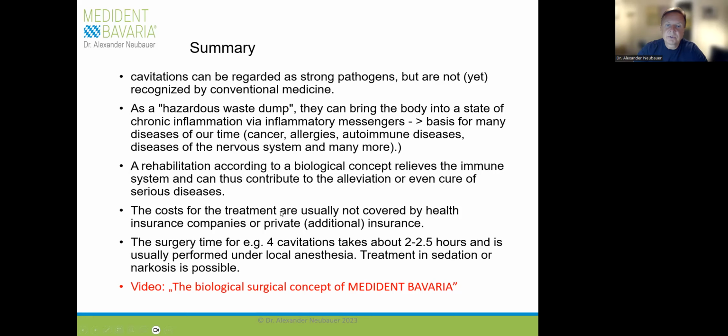The costs for the treatment are usually not covered by health insurance companies or private additional insurance. To give you an idea, the surgery time, for example, for 4 cavitations takes about 2 to 2.5 hours and is usually performed under local anesthesia. And of course, if you want, we can also do the treatment in sedation, or narcosis is also possible.